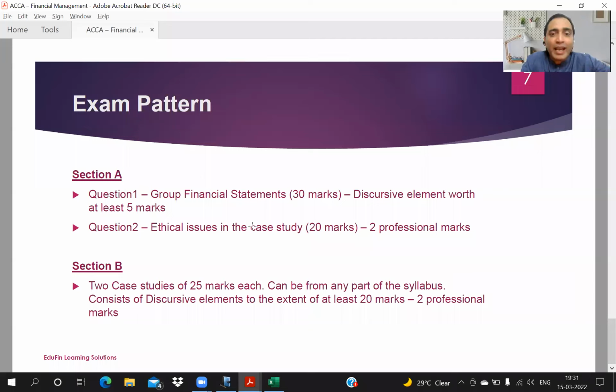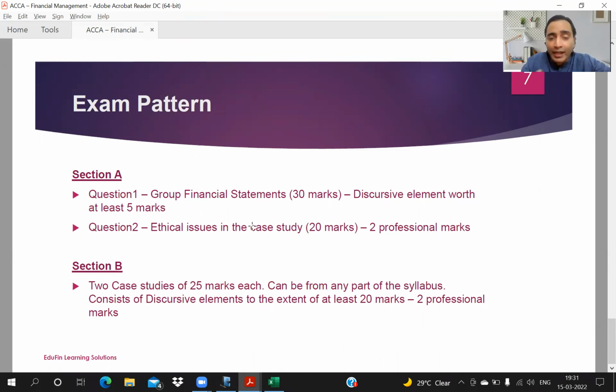So in section A, we would be having two questions. Now the format has changed a bit. Few years back, I think up to 2018 or 2019, we had only one big question in section A, like we have for AFM, right? In AFM, we have one question for 50 marks with multiple requirements, of course. So that format was there in SBR as well, but now they have changed it.